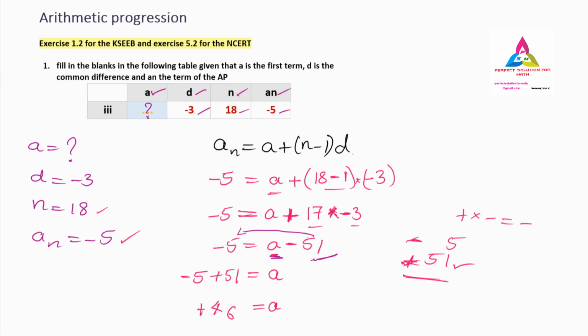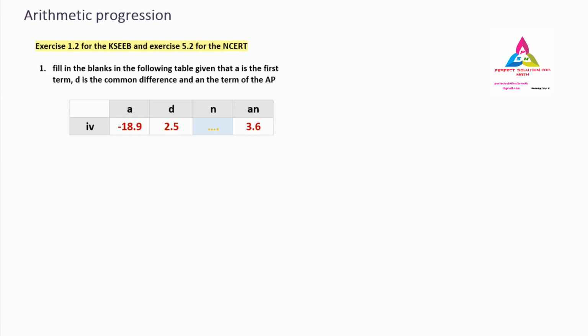So we got that a value, that a value is nothing but 46, positive 46. So here you can write down a value is 46. Coming to the first and fourth question, here you can see a value is already given. A value is minus 18.9.